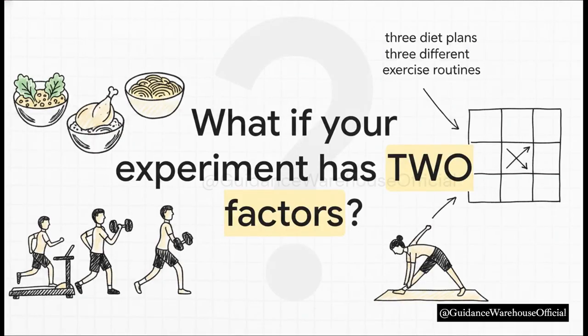So now you definitely know how to master the One-Way ANOVA. But what if your experiment has 2 factors? What if you were testing those 3 diet plans and you also want to test 3 different exercise routines at the exact same time to see how they interact with each other? How in the world does the table change to handle that?